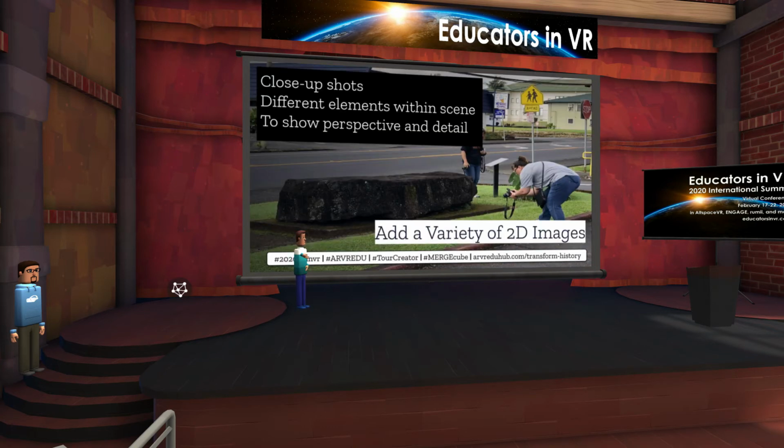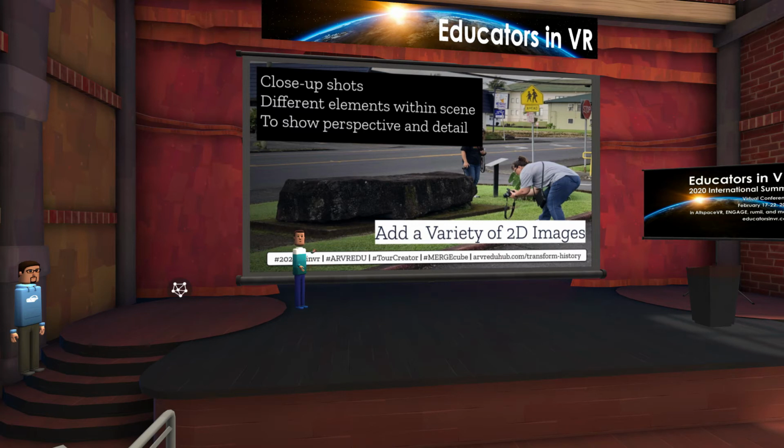And then aside from the 360 content, we had to capture some 2D content. So we had to decide, when we visited these places, what were the close-up shots that we wanted to really focus in on specific areas of the experience. Capturing different elements within the scene and then being able to show perspective and detail, right?